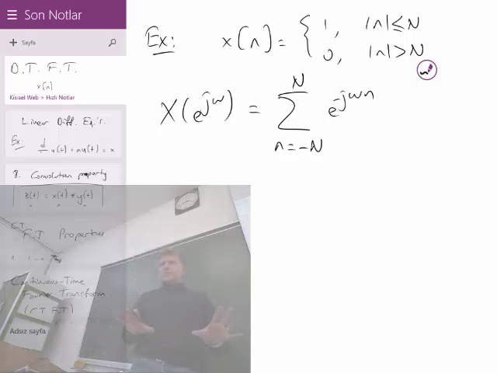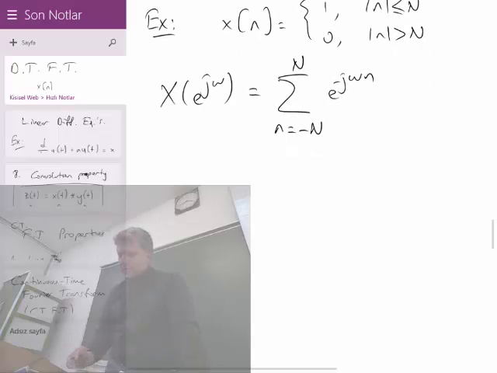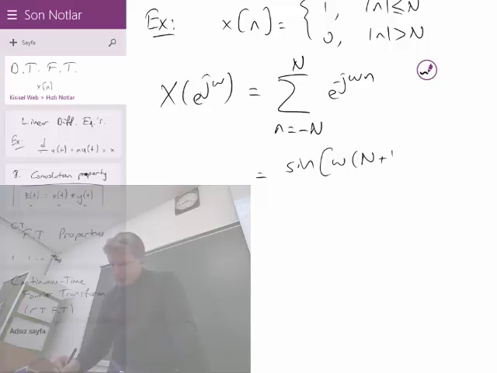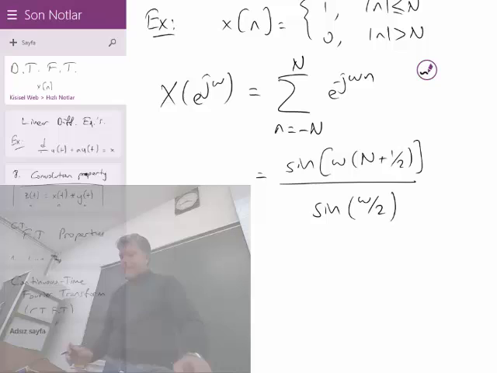So it is this simple summation that we have to simplify, and the simplification is not so simple as you may guess. It requires a lot of steps, and at the end of the steps you will come up with this awkward looking formula: sine of omega times n plus 1 over 2, divided by sine of omega over 2.